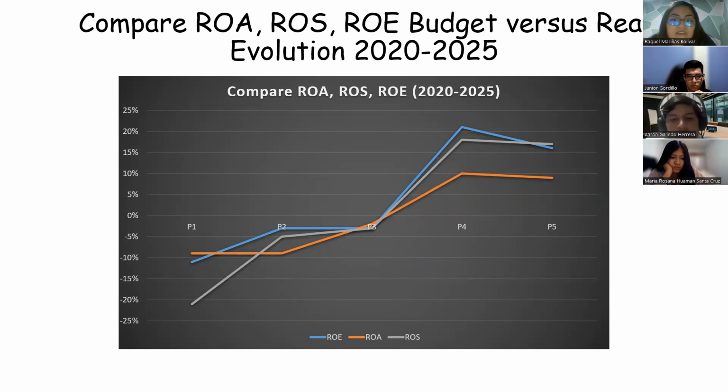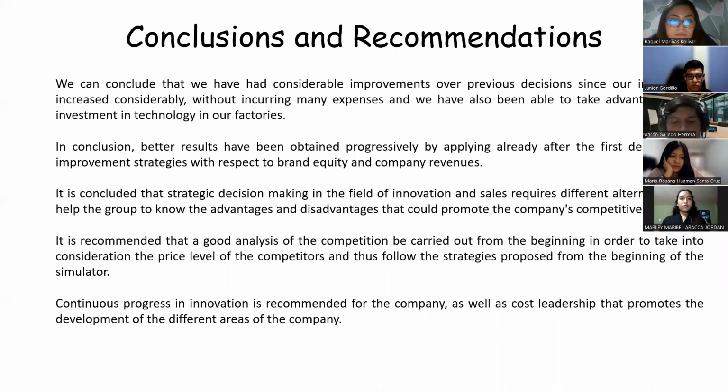We can deduce that during the first 3 periods we have low and negative percentages, but thanks to the good decisions we made, in subsequent periods the percentages become positive and high. We can conclude that we have had considerable improvements over previous decisions, since our income has increased considerably without incurring many expenses, and we have also been able to take advantage of the investment in technology in our factories.